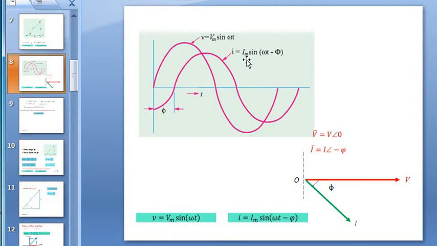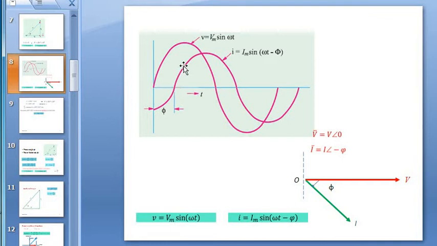Next, we have to draw the waveform of current. Since current is Im sine of omega t minus phi, minus is for lagging. Lagging means later. If V has started at the 0th angle, the current will start after some angle phi. This is angle phi. This is also called the phase difference between voltage and current. The current will start at this particular point.